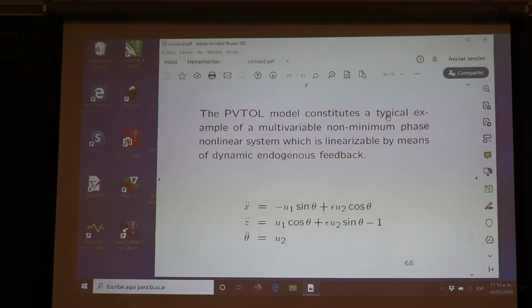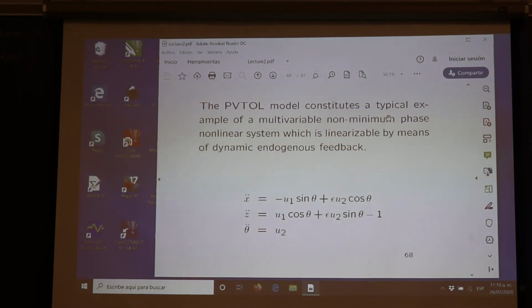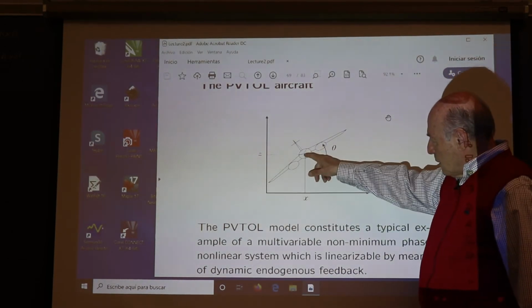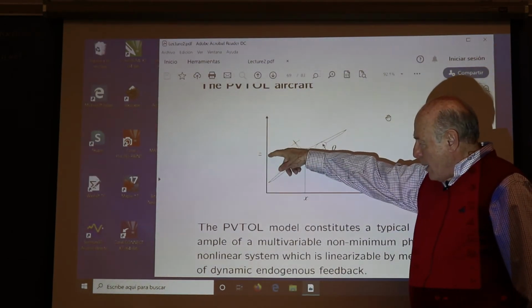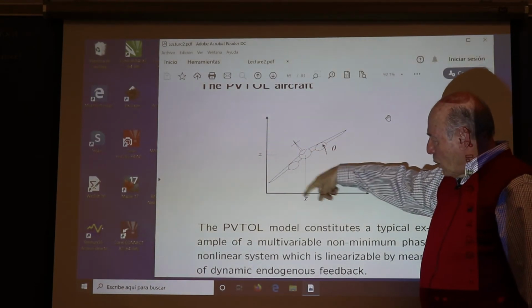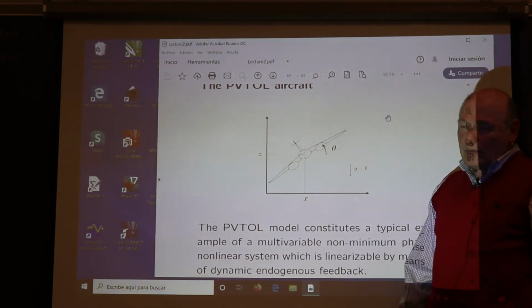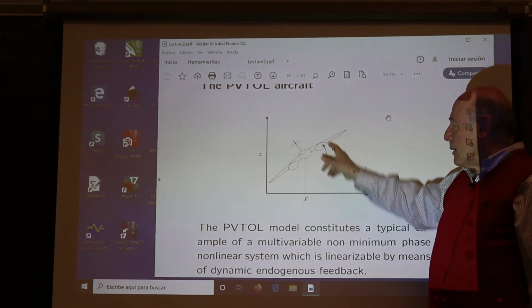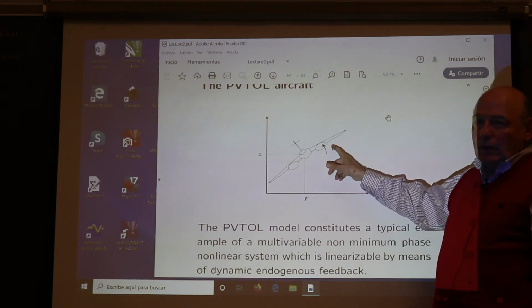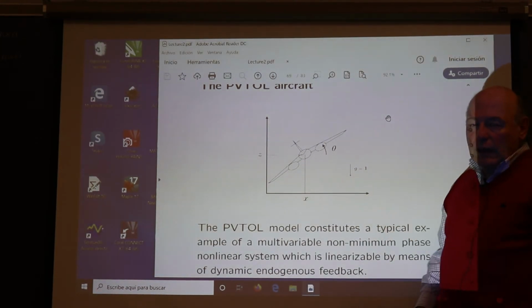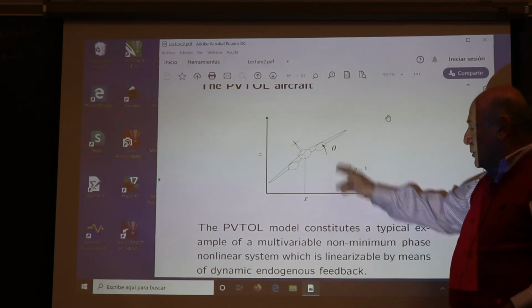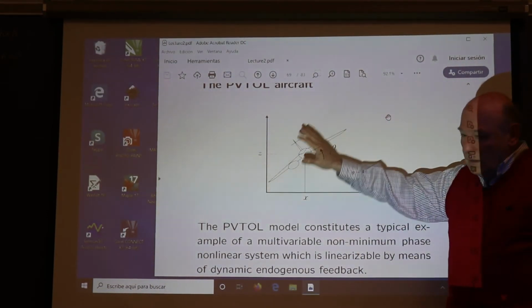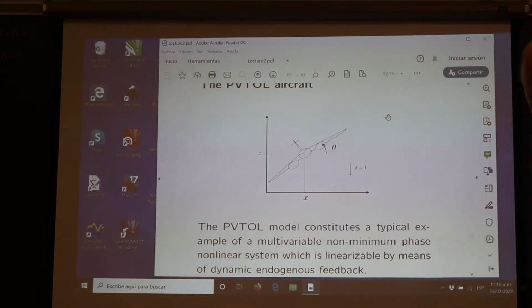The natural outputs of this system are the horizontal coordinate of the center of gravity and the vertical coordinate of the center of gravity. Those two outputs are non-minimum phase outputs. You regulate them directly. The zero dynamics will be associated to this angle, and it will start rotating at the slightest perturbation. So this is a nice multivariable example. Nevertheless, the nonlinear model is flat.